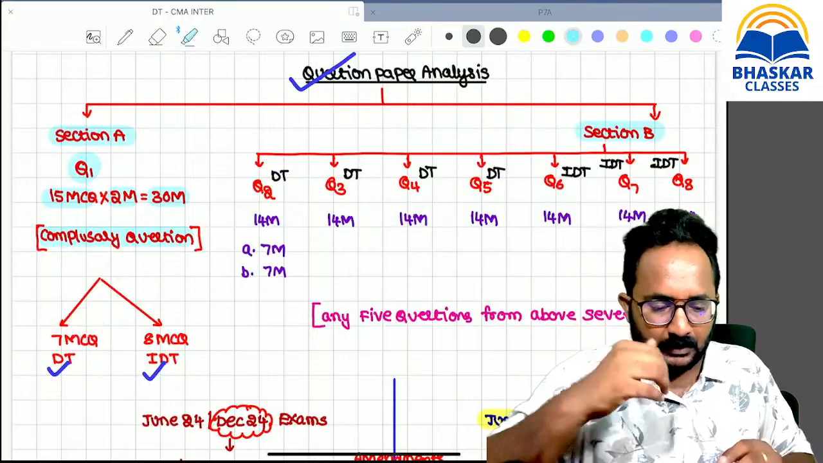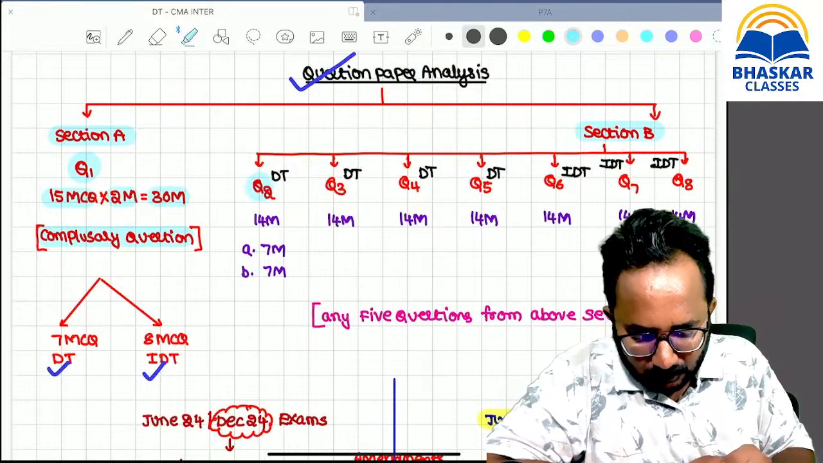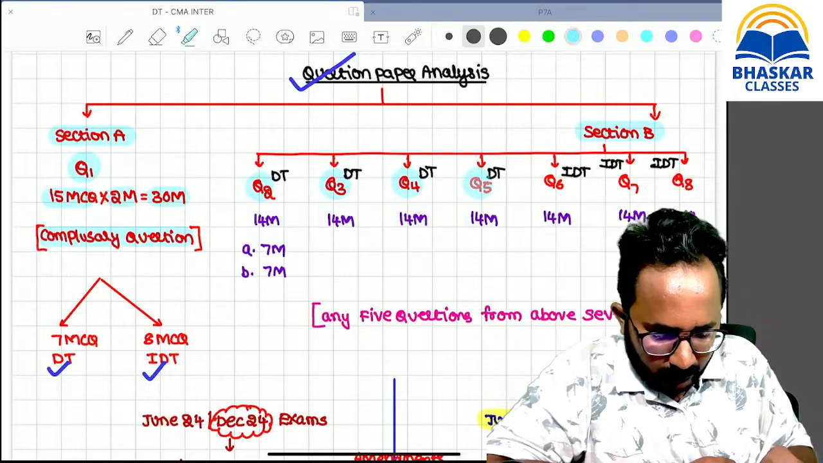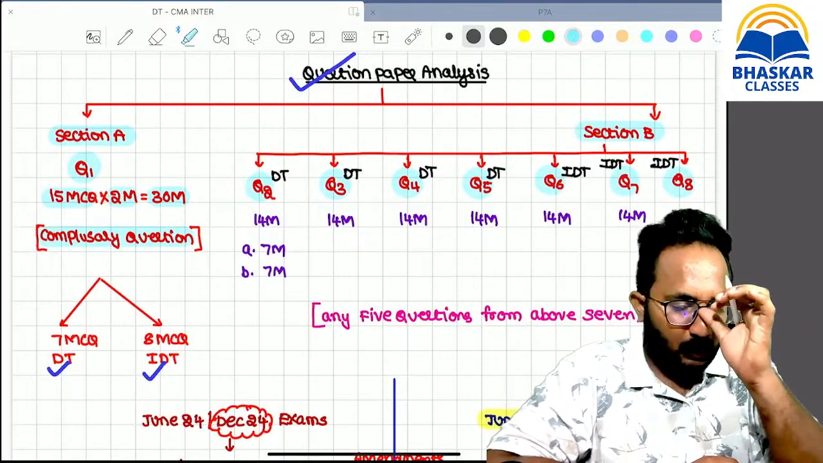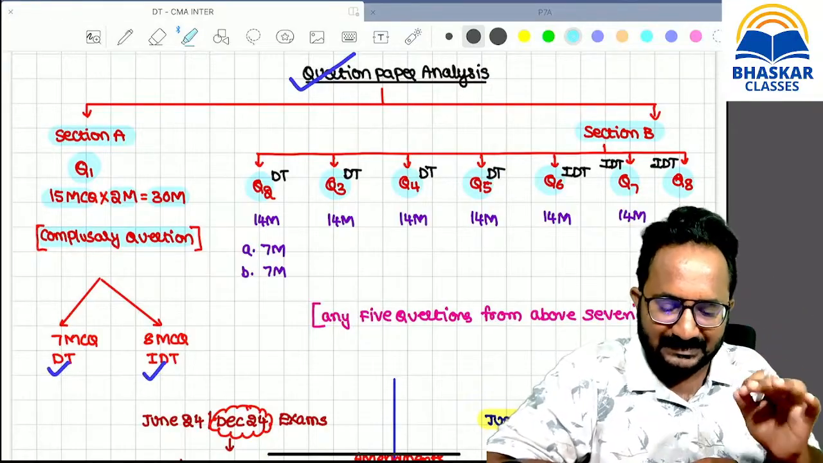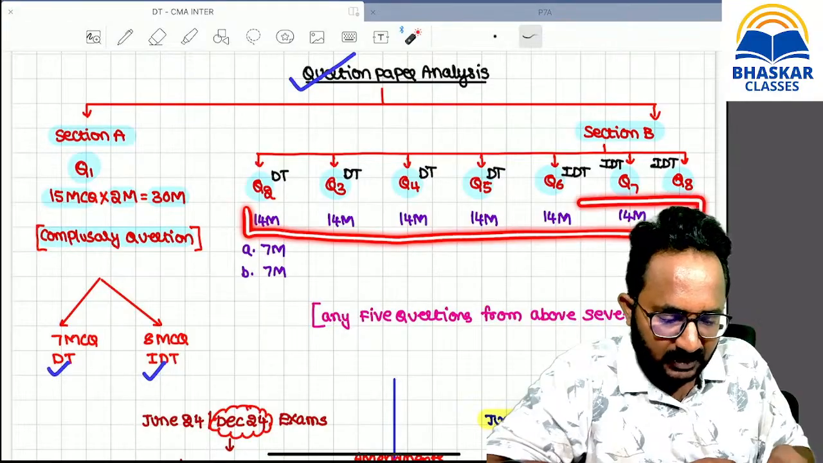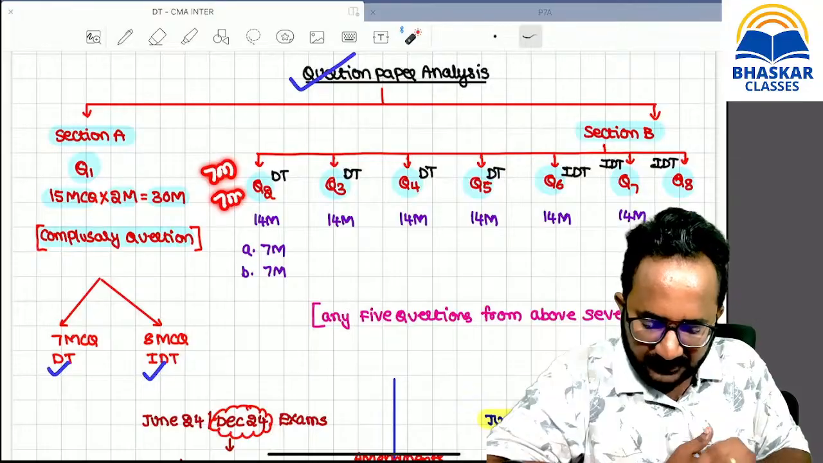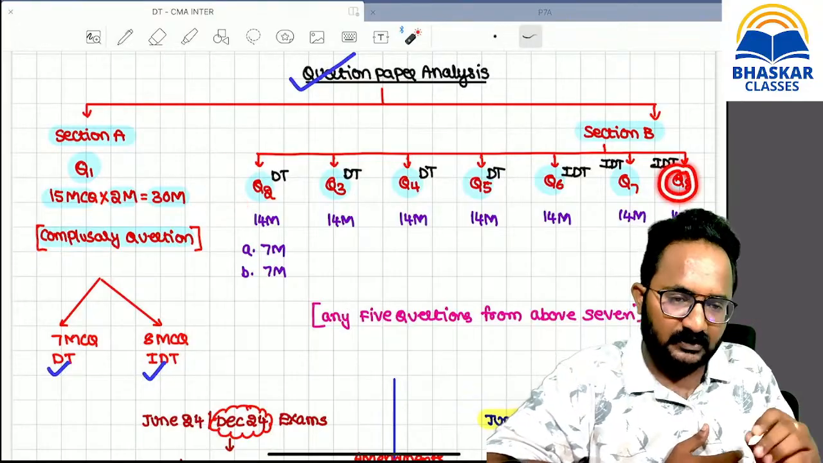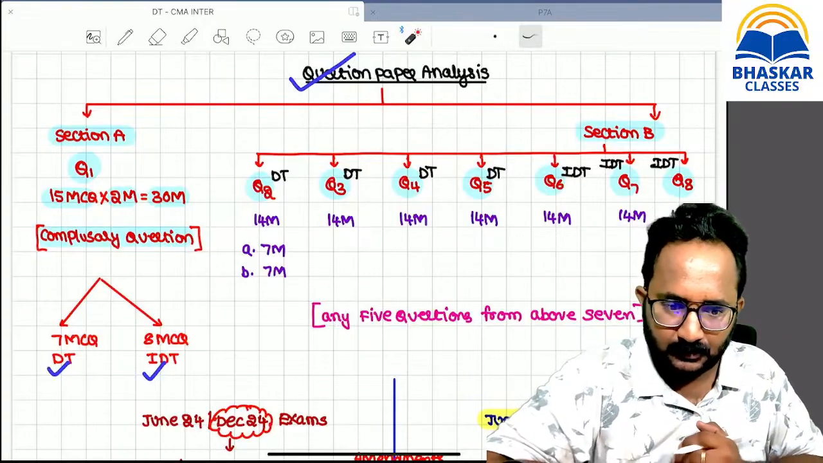Next, section B is the descriptive part. Question number 2, 3, 4, 5, 6, 7, 8. Every question's weightage is 14 marks. Within that, they can give a combination of 7 plus 7. That means question number 2 has A 7 marks and B 7 marks, and like that till question number 8, they have given 2 seven-mark questions within each.